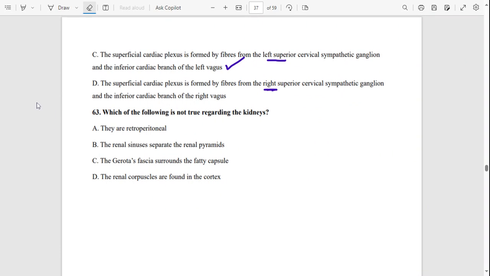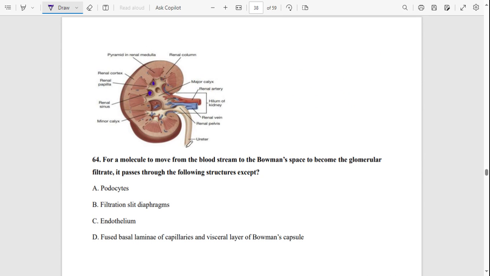Let's now go on to question 63. Which of the following is not true regarding the kidney? Now, before you can even answer this question, let's just look at the kidney. Here is the kidney. You can see it has got the cortex, which is the outermost part, and the medulla, which is made up of renal pyramids. At the end of a renal pyramid, you have got a renal papilla.